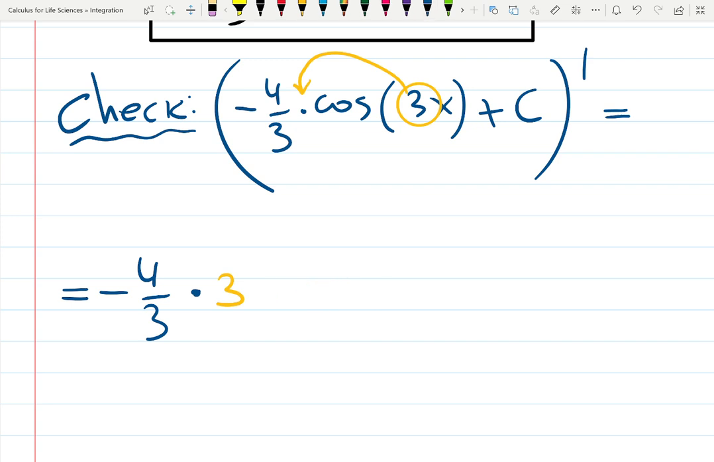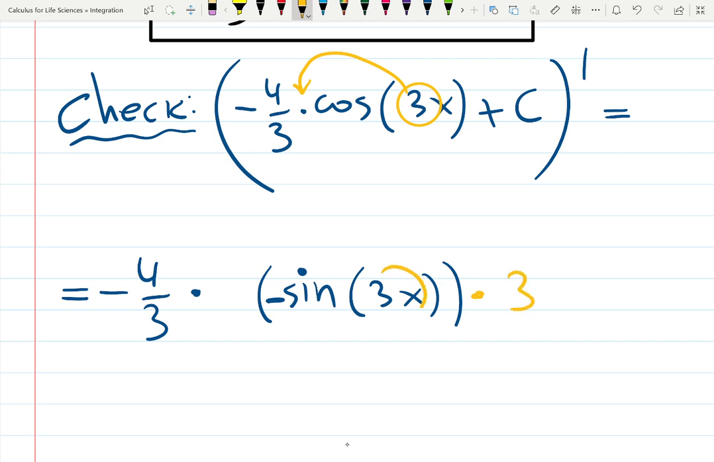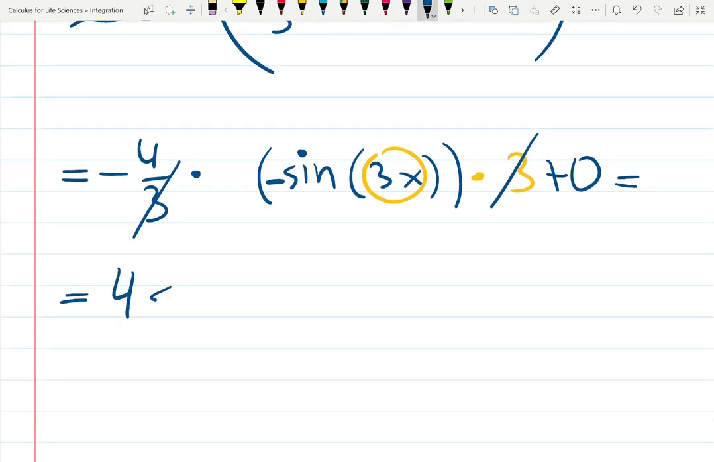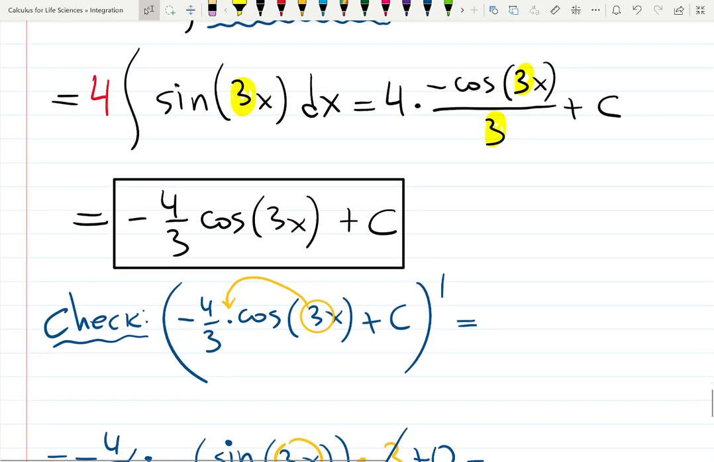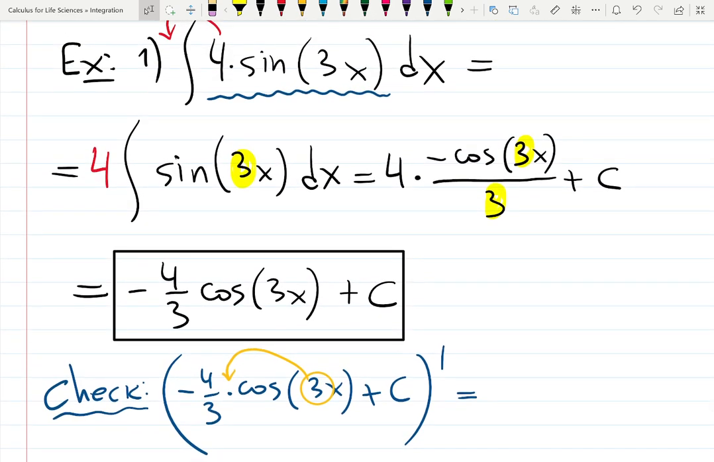Find derivative of cosine. What is derivative of cosine? Sine or minus sine? Negative sine. Remember that. Derivative of cosine is minus sine, and then I teach it like this: times derivative of the function inside. So times 3 plus 0, because c is a constant. So 3 cancels out with 1/3, minus cancels out with minus, and it gives you 4 sine 3x. I hope this is what we have inside of the integral. 4 sine 3x. So it matches.